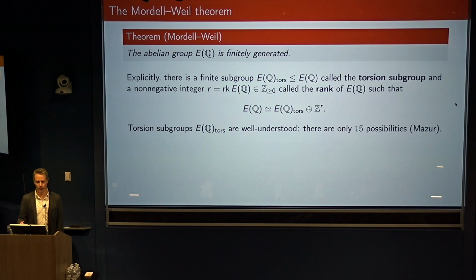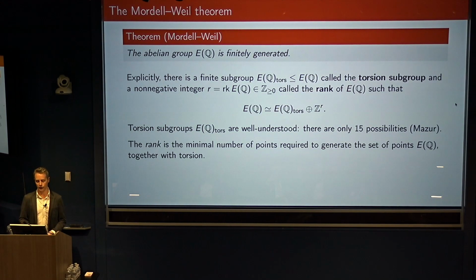Now, torsion subgroups are really cool, but they are well understood. There's only 15 possibilities by a famous theorem of Mazur, and I have a bit of torsion fatigue, so I will not spend more time on that. Today, what we like to understand is the rank. Now, if you're still with me, keep the rank in mind: it's the minimal number of points required to generate all rational solutions to that elliptic curve together with this torsion subgroup, which 100% of the time is trivial anyway.